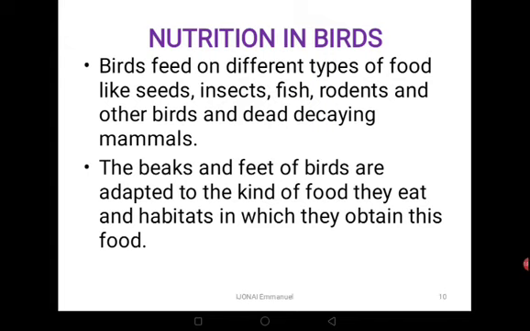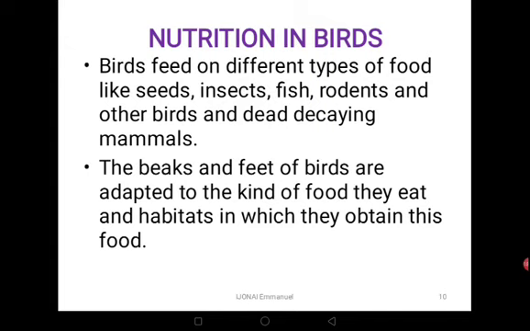So birds feed on different types of food. There are birds which feed on seeds. You know them very well. There are those that feed on insects. You are aware of them. There are some that feed on fish. There are those that feed on rodents like rats and so on. And then there are other birds that feed on dead, decaying mammals. They're scavengers like the vultures. Others, of course, feed on fruits and so on.